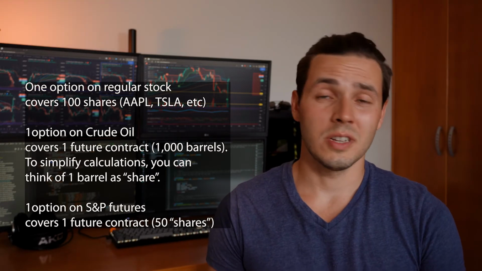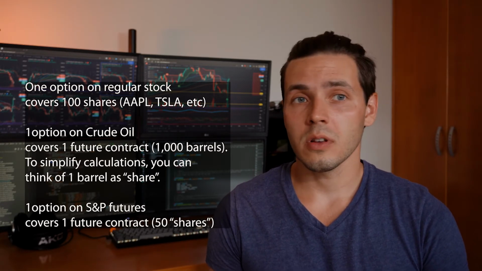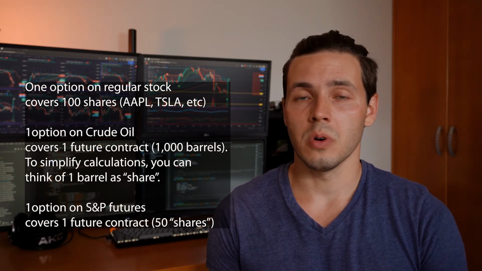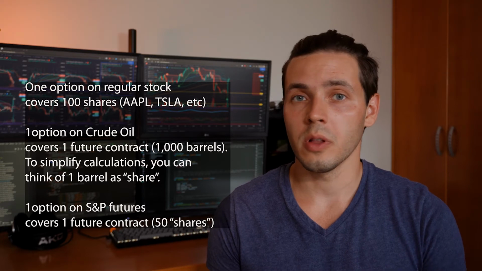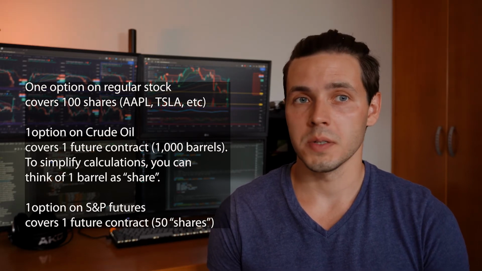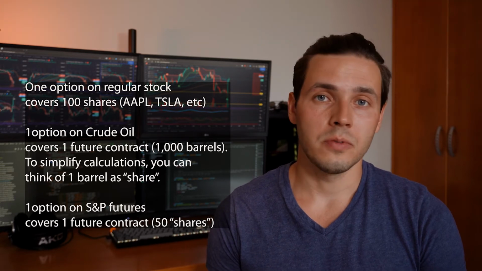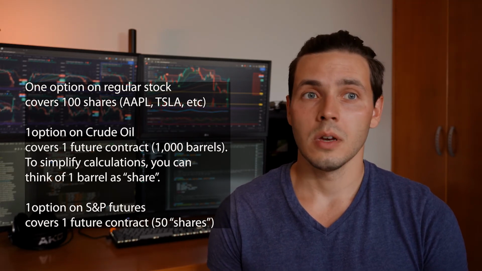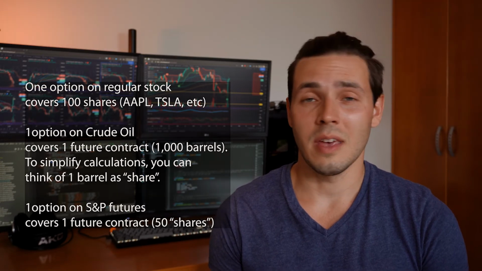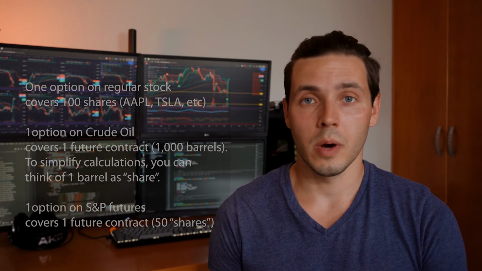With futures, it is a bit more difficult. Different contracts for options on futures will cover a different number of shares. For example, if you are going to play with crude oil, one regular contract is for 1,000 shares. Options on S&P futures cover 50 shares and so on. But if you will be focused on equities, then your multiplier is always 100.